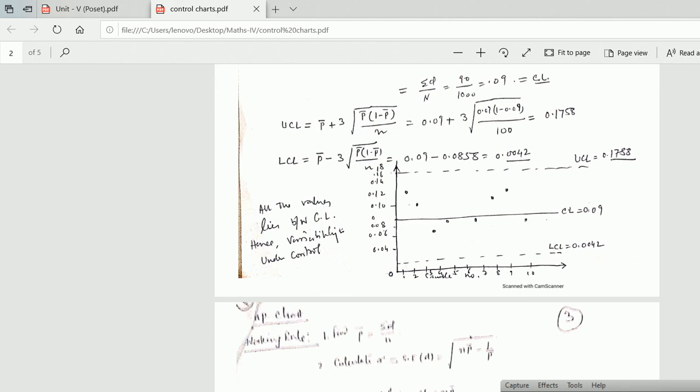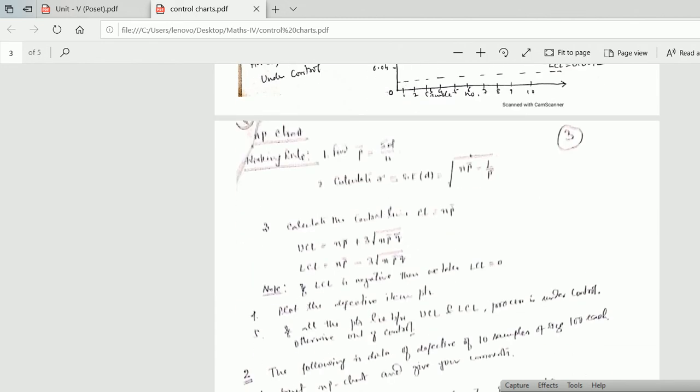This is the control line. So you can see all the points are within the upper control limit and lower control limit. All the values lie between the control limits, hence the variability is under control. In this way we have used the p chart, and we have got the idea of how to find the control chart and how to analyze the data with the help of the p chart. Now you can see the np chart.